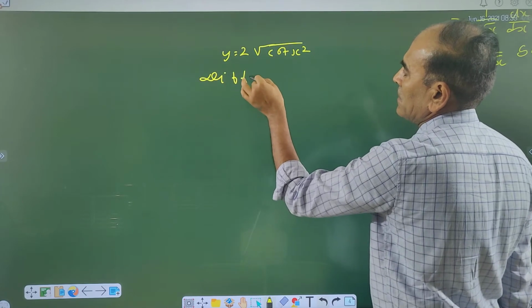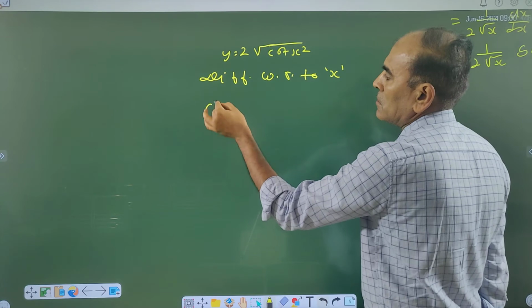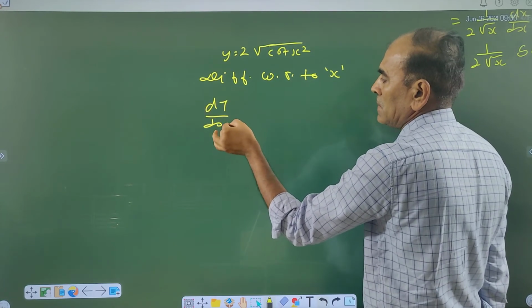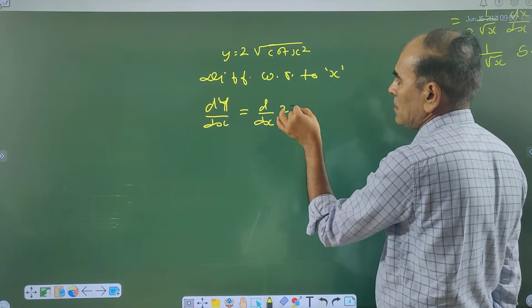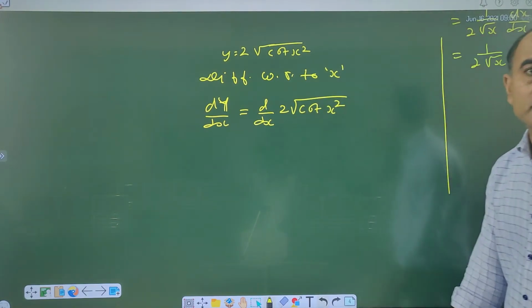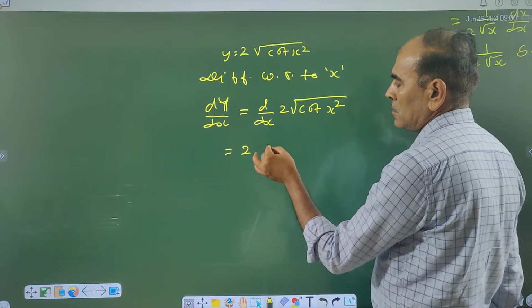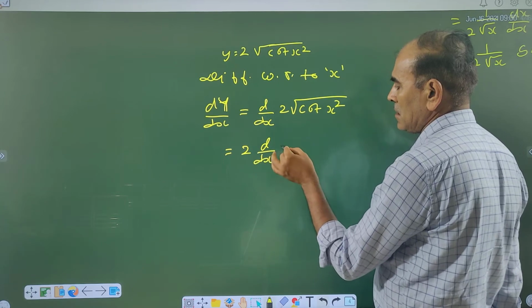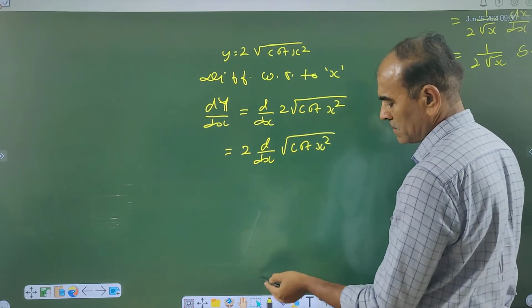Differentiate with respect to x on the same line. So what we get? dy by dx is equal to d by dx of 2 root cot x square. 2 is a constant term, so take it outside. 2 d by dx of root cot x square.